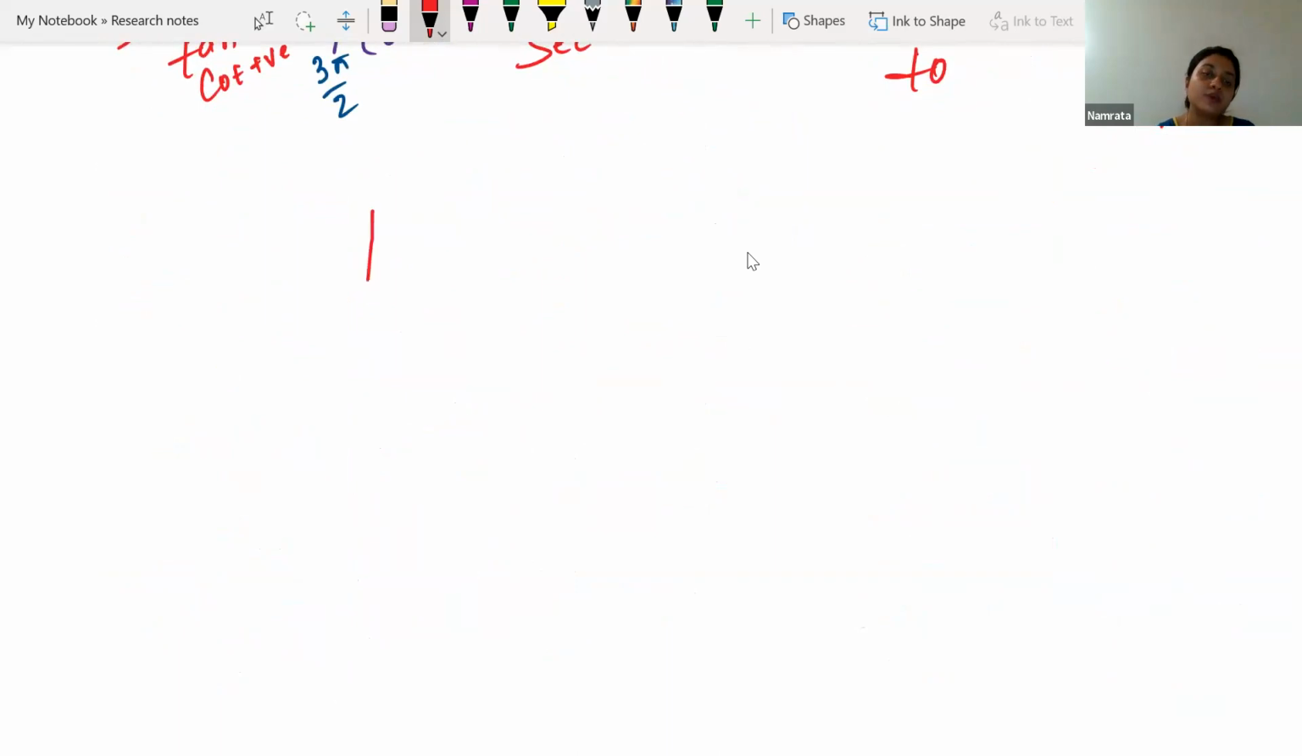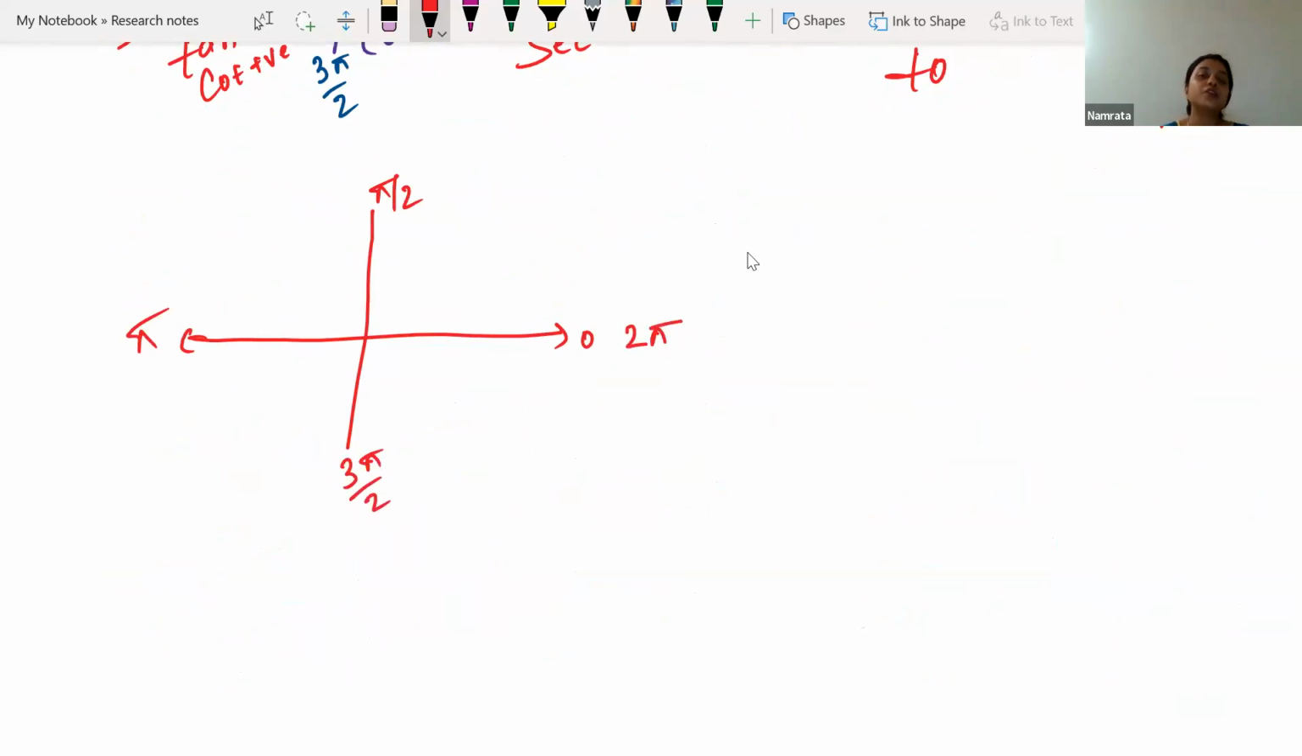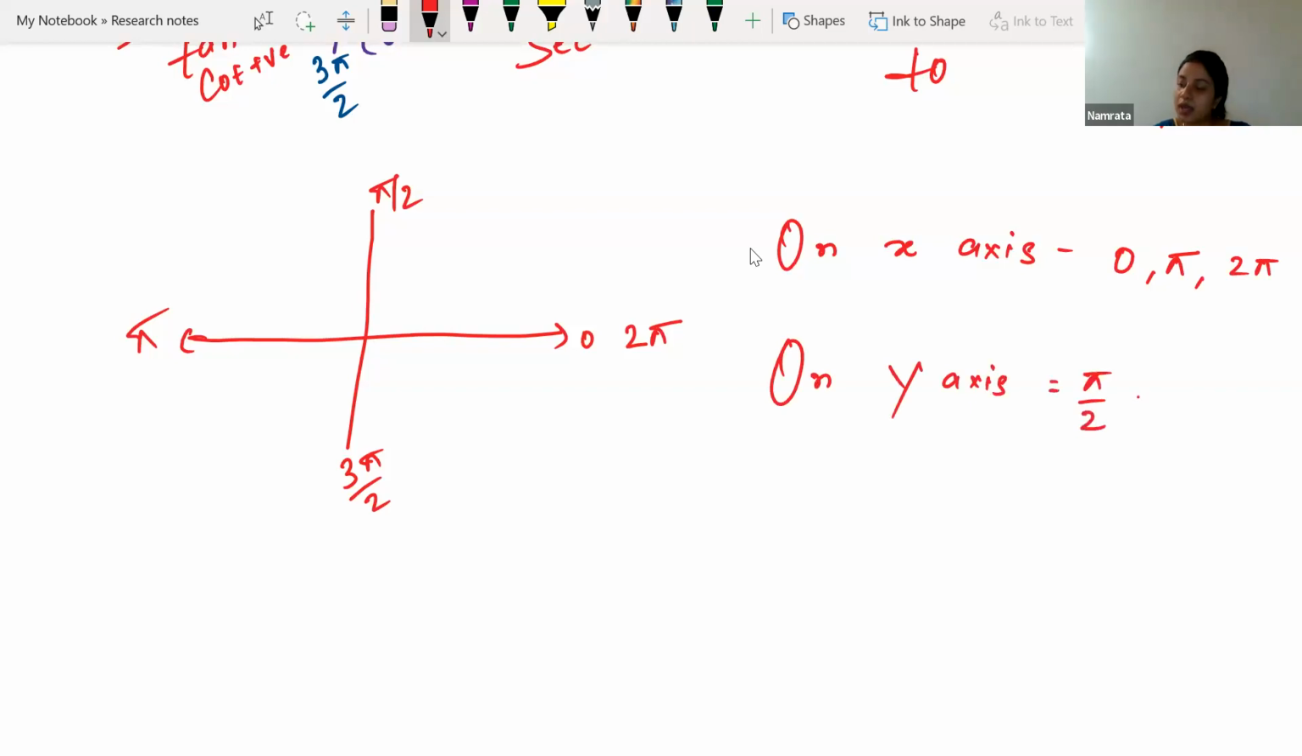Now here I am going to tell one rule and we will start solving the question. Here you know it's 0. Here it's pi by 2. Here it's pi. Here it's 3 pi by 2. And here one complete revolution means 2 pi radian. Now on the x-axis, what do we have? 0, pi, and 2 pi radian. These are the angles on the x-axis. And on the y-axis, we have the angles pi by 2 and 3 pi by 2.